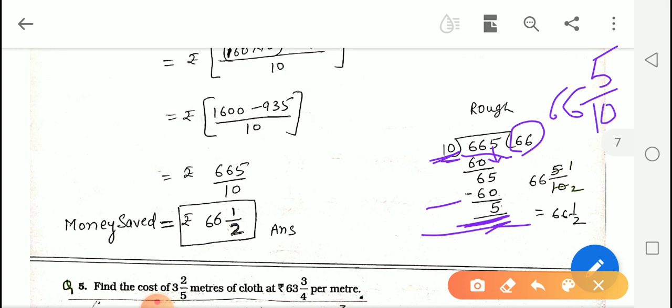Here 5 and 10 again we can cancel out. 5 ones are 5 and 5 twos are 10. So we will get 66 1 by 2 as a mixed fraction. So this is our answer. This is rupees 66 and a half. So this is the money saved.